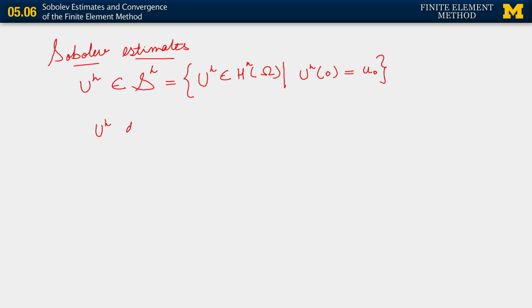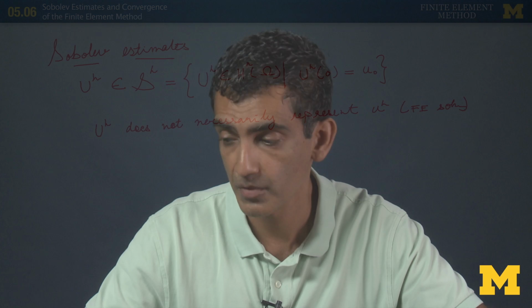UH does not necessarily represent little uh, right, which is the finite element solution. It is any other solution in SH, right, where SH now has been defined to include all functions that live in Hn. Okay, all right.